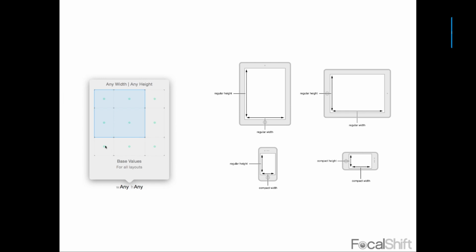If you come down here and you were to pick this guy, you would be picking compact width, any height, and, I'm sorry, regular height. And so you'll get used to using this to adjust things in the storyboard. By selecting this guy in the middle, you're targeting basically all of these devices.